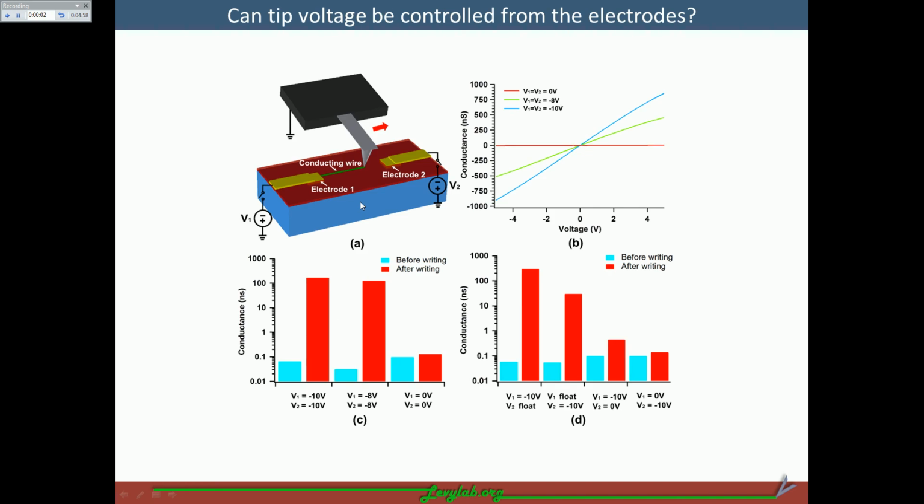So one possible solution to doing this is, instead of applying the bias to the AFM tip itself, applying it to the electrodes on the surface. So here we demonstrate that if we ground the AFM tip and apply a negative voltage to the electrode, we are indeed able to write as if the electrodes were grounded and the AFM tip was positively biased.